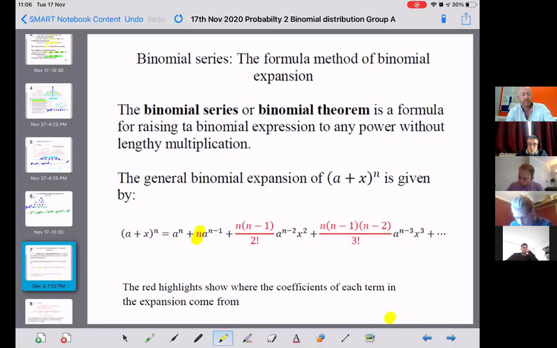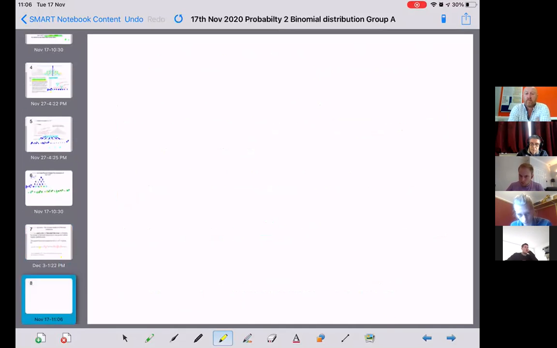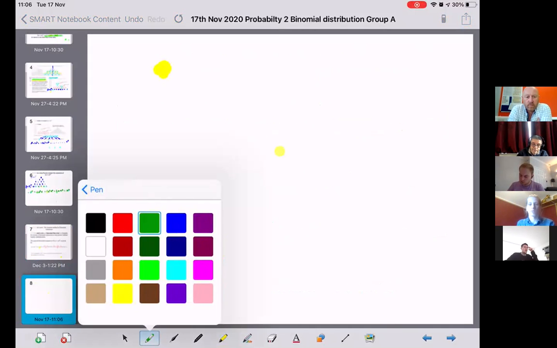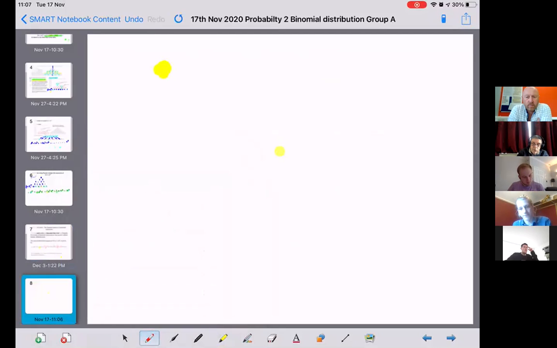Does anybody know or remember what 2 factorial, 3 factorial, 4 factorial means? Could you just go back quickly so that I could write that down? I'm going to go back in a minute anyway. No worries, I'll wait it out then.